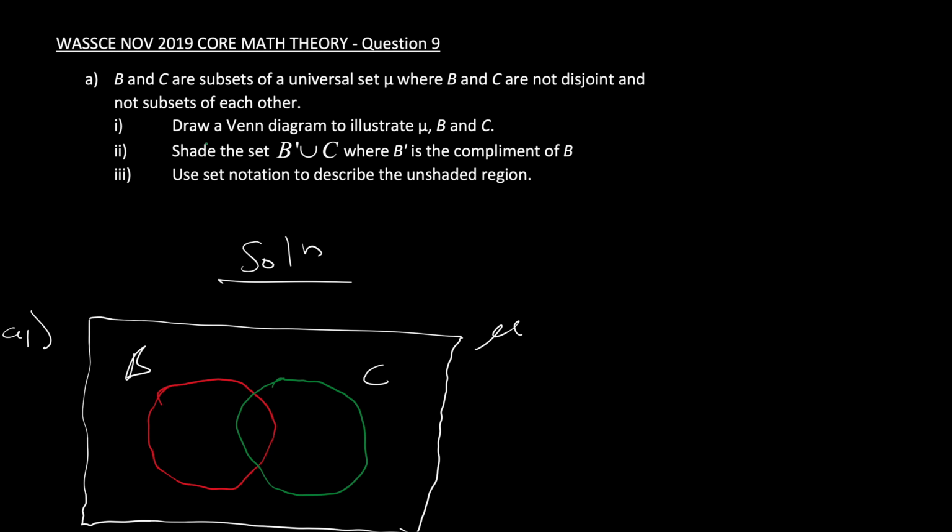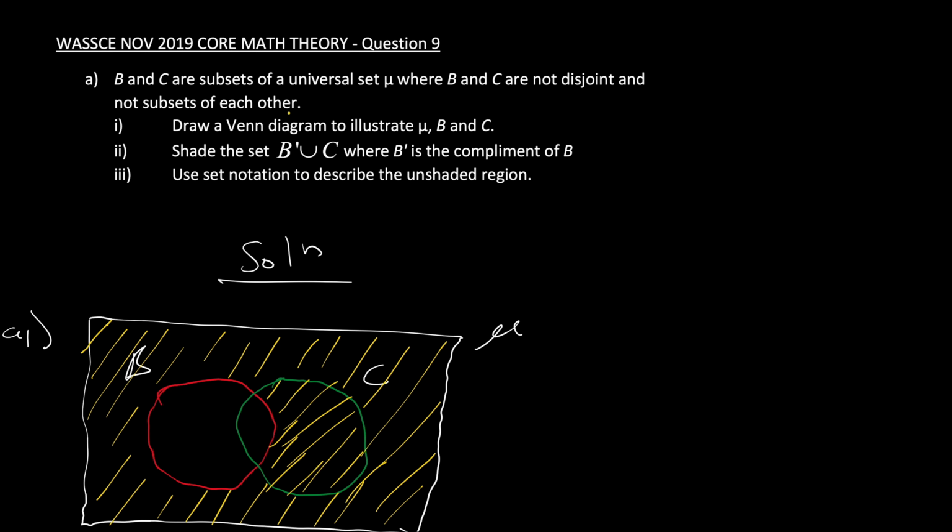Now II, we are asked to shade the set B complement union C, where B complement is the complement of B. What this means is that we are asked to shade all members of the universal set that are not members in B. So everything else minus B. So we have this portion. So B prime union C represents all the members of the universal set that are not in B. So everything else minus B.